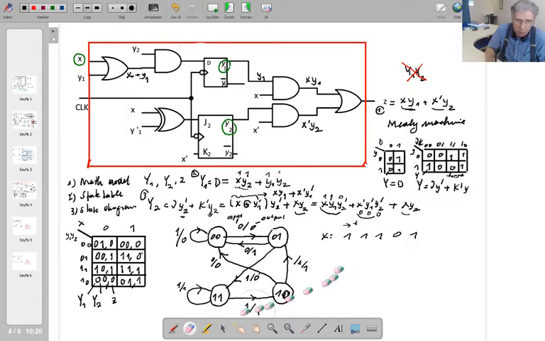Make it a better way now. 1, 1 here, y1, 1, 1. So I'm going to write now z now.